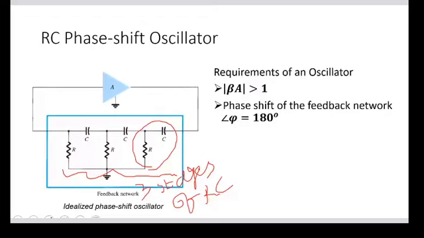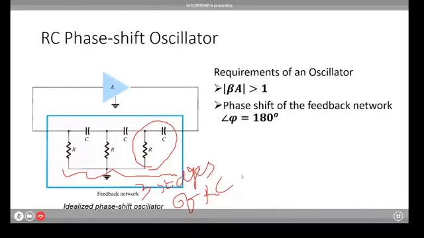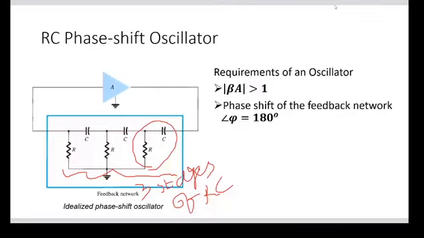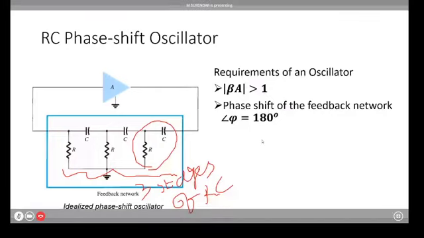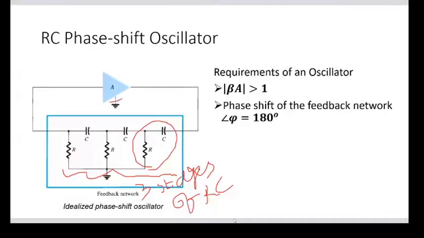But here in the RC phase shift oscillator, this feedback network will introduce a phase shift of 180 degrees, and because of this, we want to compensate this 180 degrees to 0 degrees. So we take another 180 degrees: this amplifier will introduce another 180 degrees, so that effectively we have a 360 degree phase shift, and 360 degrees means a 0 degree phase shift. This is about the RC phase shift oscillator, and we will discuss it in detail.